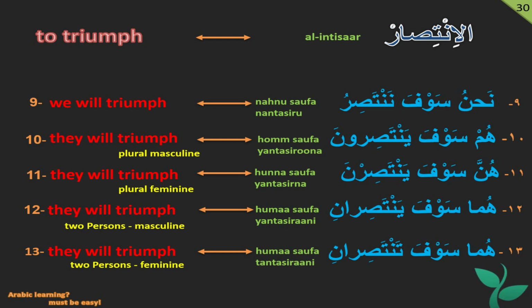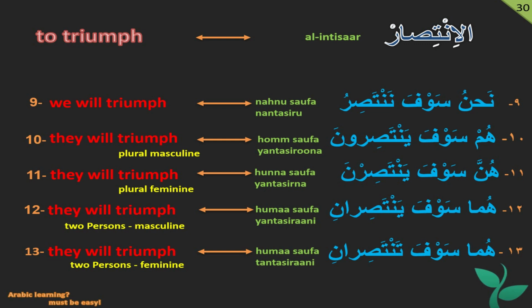On this slide we have number 9. نحن سوف ننتصر. نحن سوف ننتصر means we will triumph. Number 10. هم سوف ينتصرون. هم سوف ينتصرون means they will triumph for plural masculine. Number 11. هن سوف ينتصرن. هن سوف ينتصرن means they will triumph for plural feminine.